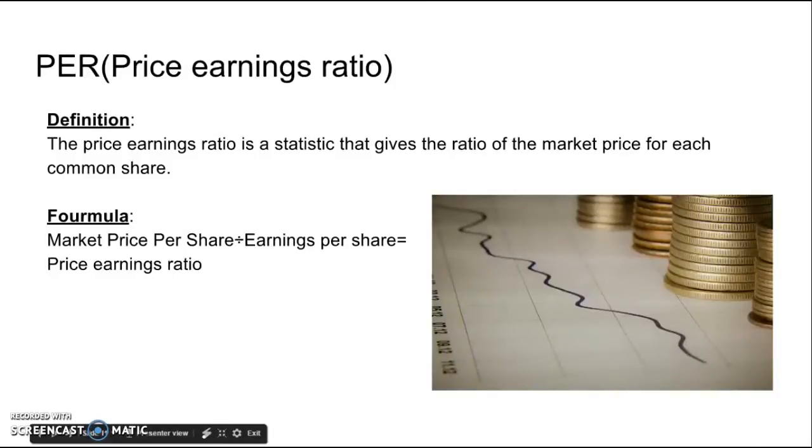PER, or price earnings ratio, can be expressed as a statistic that gives the ratio of the market price of each common share to its earnings per share. This ratio is used for comparing earnings across companies. The formula is as follows. Market price per share divided by earnings per share would equal your price earnings ratio.